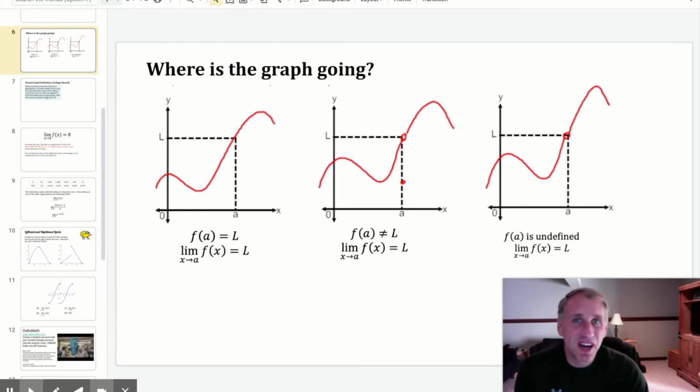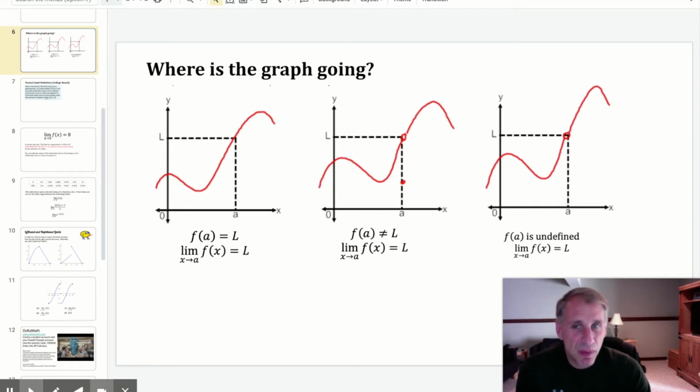Okay, so limits are going to give us a way to talk about some unspeakable math, some math that's just a little bit uncomfortable to think about. In each of these three scenarios here, we have a function that is trying to get to this value L as x gets closer and closer to a. So we're going to think of a limit as the destination for the function. Where is it trying to get to as x goes to a certain number?